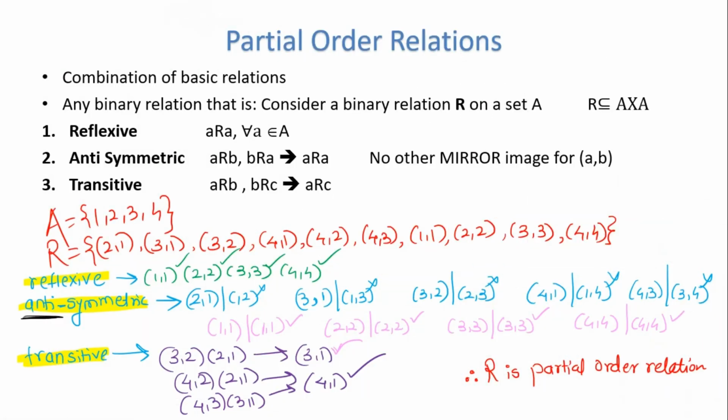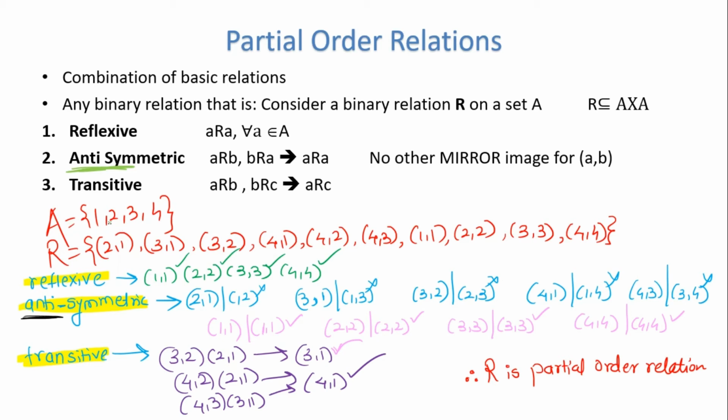Next type of relation is partial order relation. Now in equivalence relation and partial order relation, the only difference is in the second property. Both are reflexive and transitive, but equivalence relation is symmetric and partial order relation is anti-symmetric in its property. The same way, we will take another example.